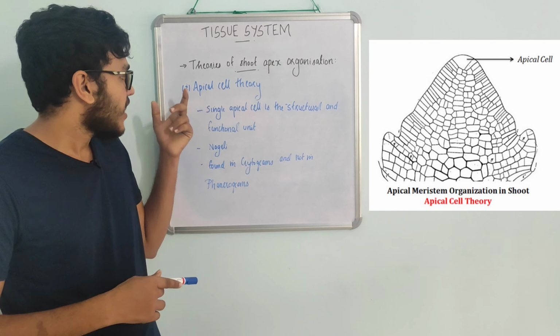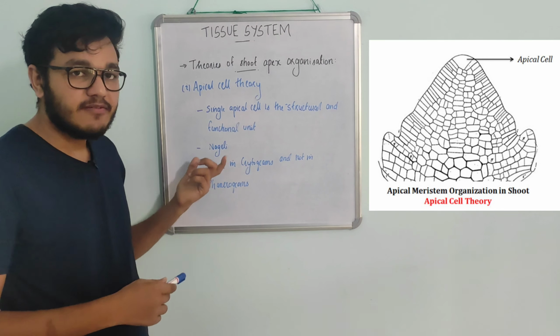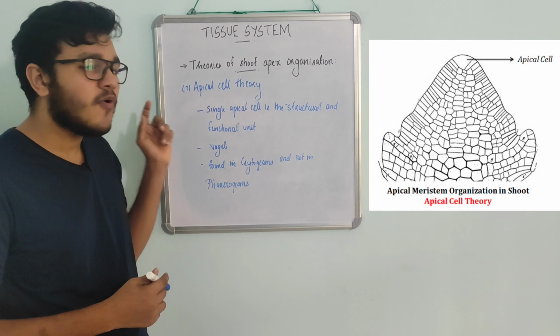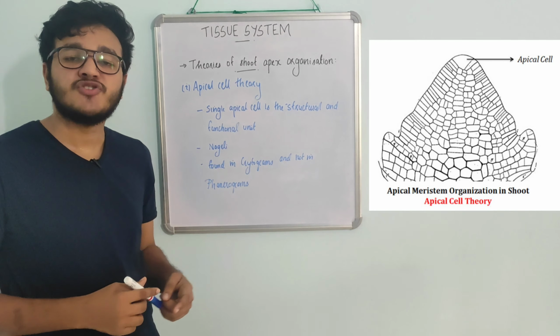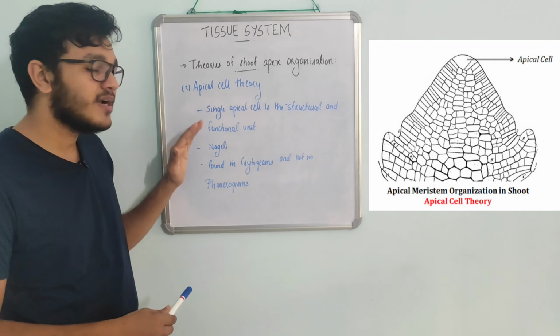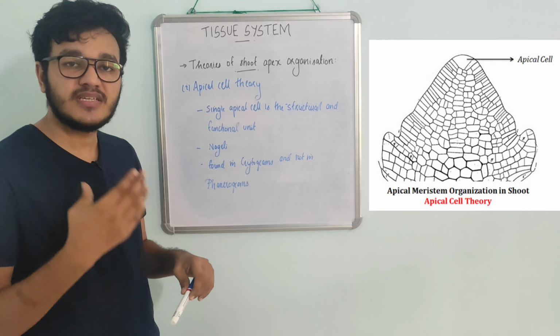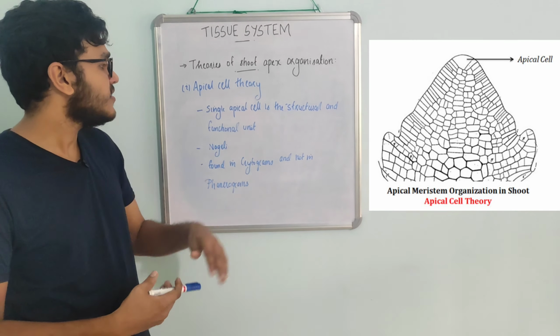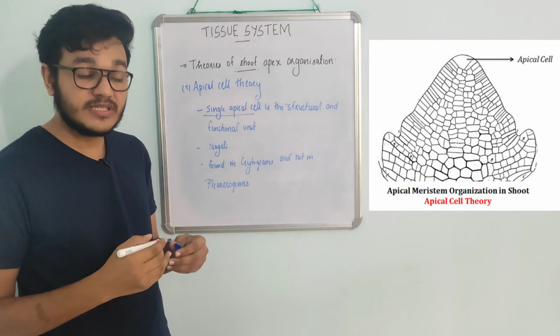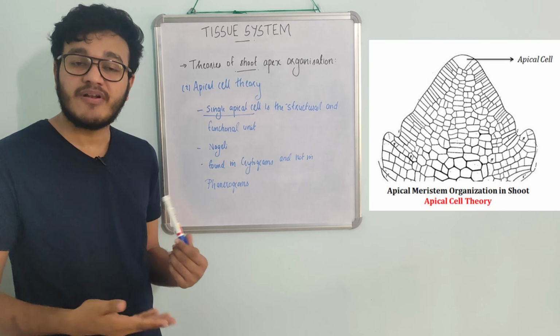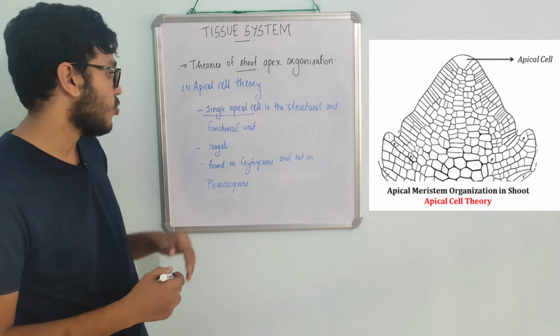Now this apical cell theory was brought by Nageli, which is a very common name. The important point to focus on here is that a single apical cell is a structural and functional unit which governs the growth of the shoot apex. That is what the theory says. So a single apical cell governs the apical growth, or helps in the development of further tissues after the apical growth.